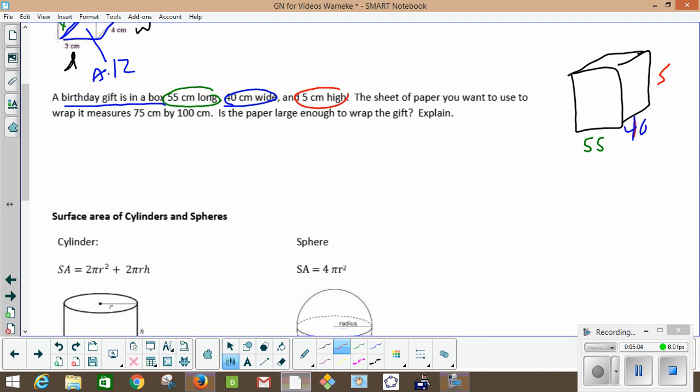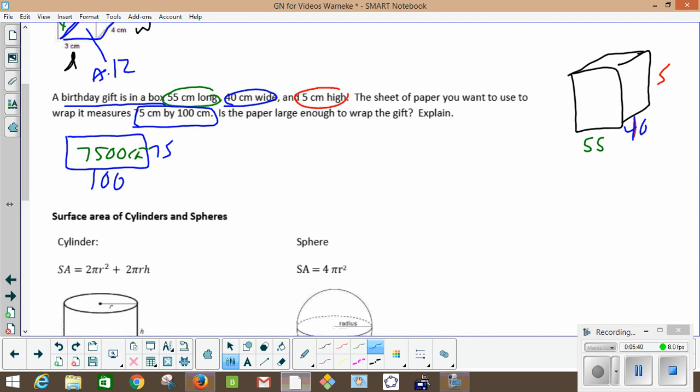They have a sheet of paper they want to use to wrap it, but it's only 75 by 100. Long sheet of paper to wrap it. The question is, is that enough paper to cover that box? Well, the area of this wrapping paper would be found by taking 75 times 100, which is 7,500 centimeters squared. And the question is, is that enough to cover the surface area of this shape? So we would find the surface area as we did before.